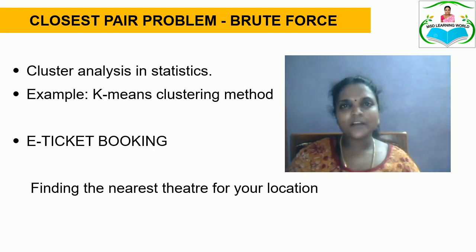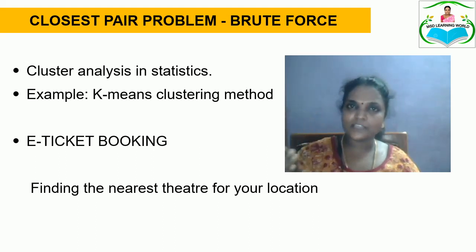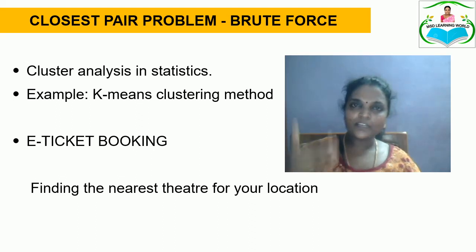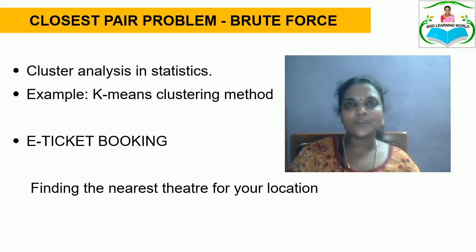For example, after entering your source place, you may be searching for the nearest available theatre that is near to your source place. So here comes the application of the closest pair problem. Here it lists all the theatres that are near to your source place. The theatres with less distance are listed there. So there are various real-time applications where the closest pair problem comes into the picture.